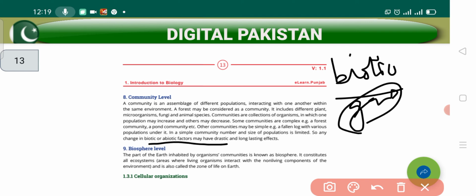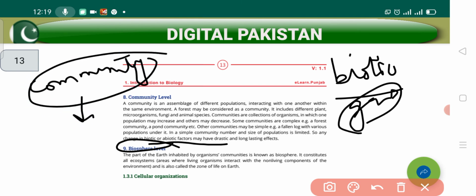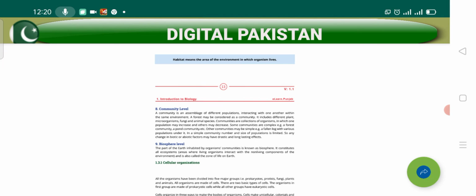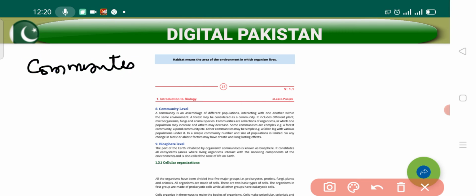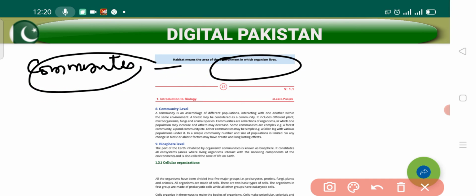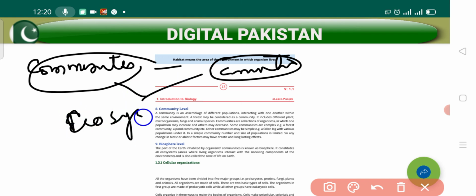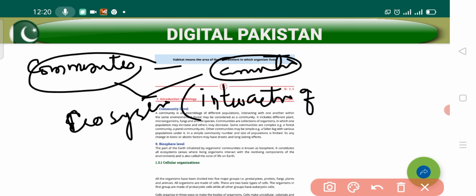Now the last point which I am going to discuss is the biosphere, and all these communities together are making the ecosystem. Students, are you getting my point? What is an ecosystem? Let me tell you. But first try to understand that the different communities will interact with each other, and this interaction will result in the ecosystem. What is the ecosystem? The ecosystem is basically the interaction of living organisms with the non-living component of the environment.